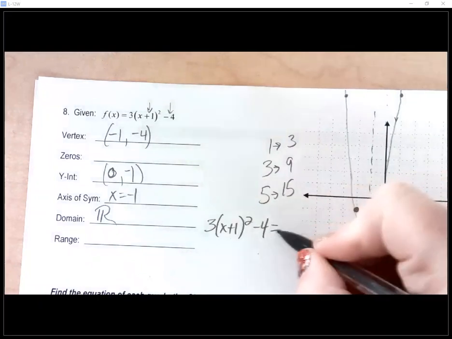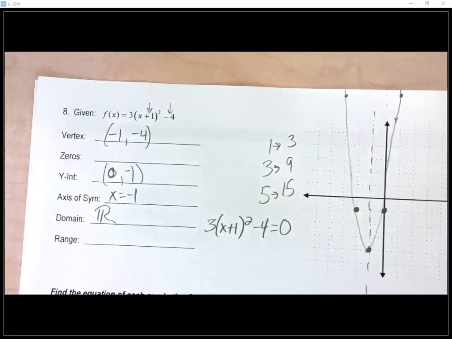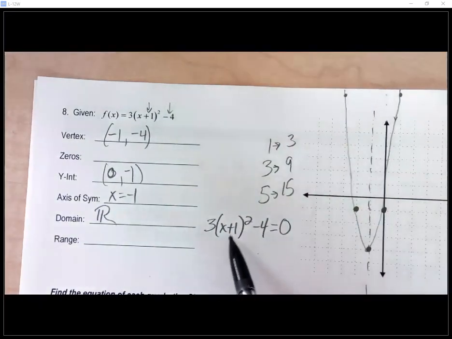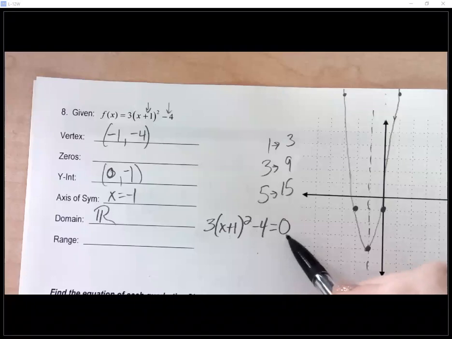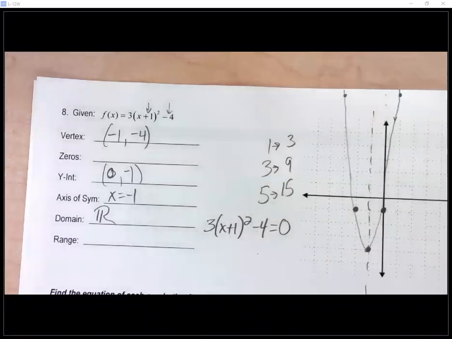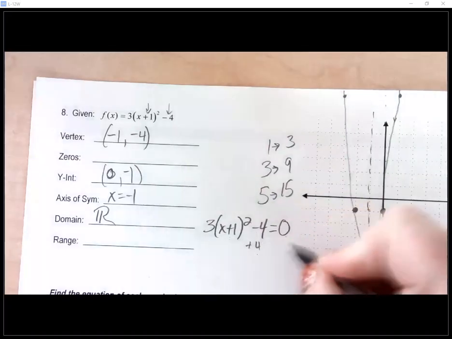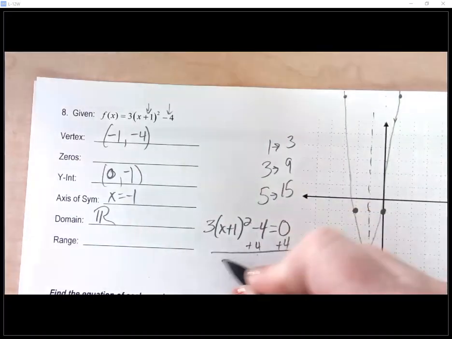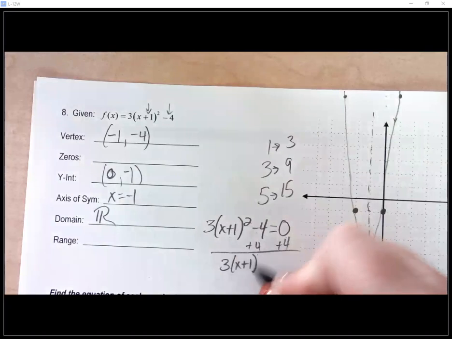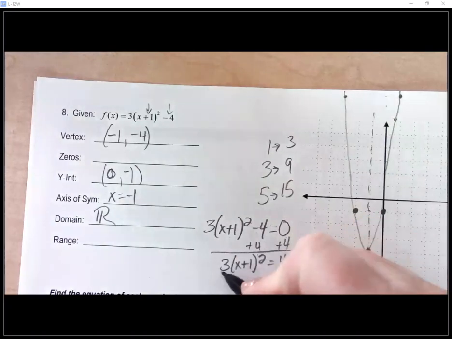You always set it equal to 0, right? And then, to not make your life harder, some of you are going to FOIL this out and turn it into standard form. Stop. Would you just add the 4, divide by 3, and then square root both sides? Don't make your life harder than it has to be. Get the thing being squared by itself. I mean, you're not wrong if you do it the other way. You're just wasting so much time.